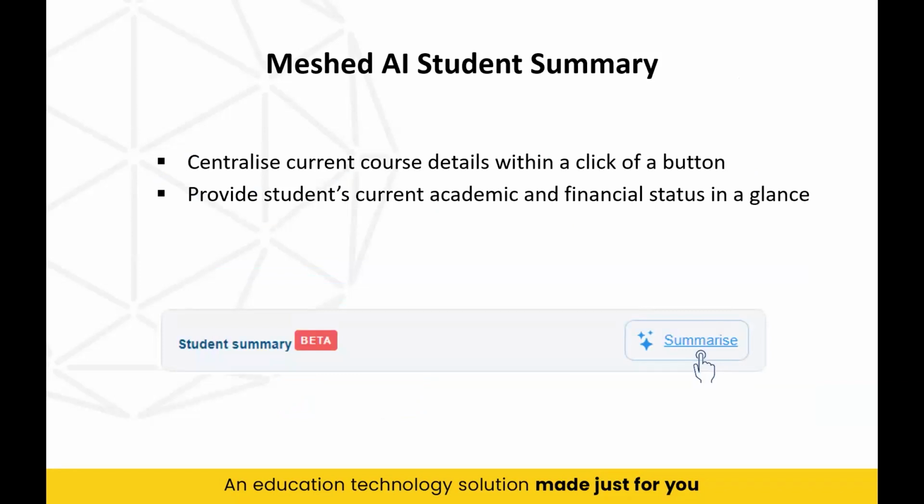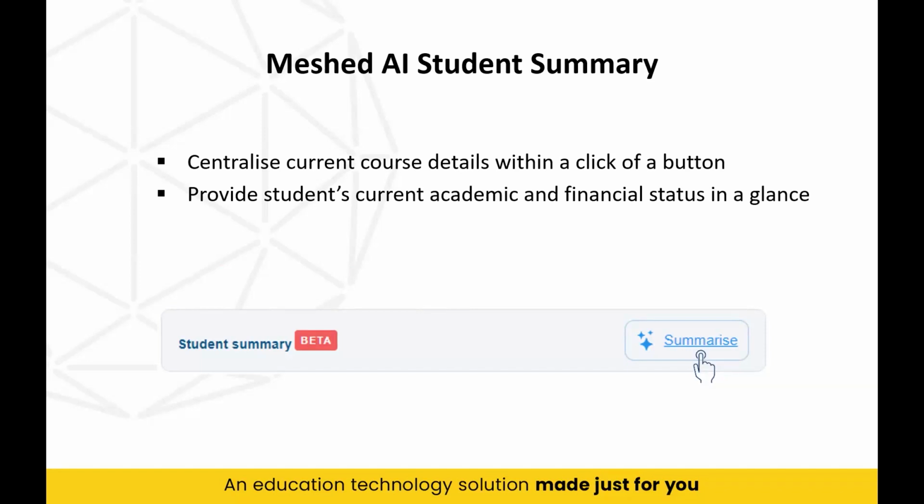So what is MEST AI student summary? It is a function that we are giving our users where they can generate a centralized summary of a student's current course details within a click of a button. If you click on the summarize button under MEST student summary, you will be provided with the student's current academic and financial status at a glance.